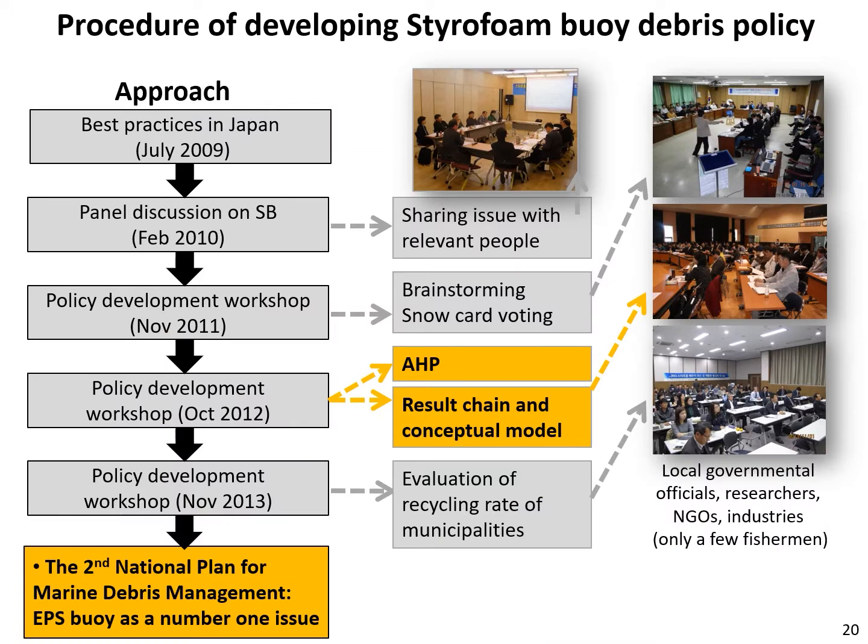To address styrofoam buoy debris, our Southeast Asia network, OSEAN, organized a series of policy development workshops with the stakeholders. Among the workshops, results chain and conceptual model was used in the 2012 workshop. Based on the result from previous year's workshop, we drafted the causal relationship and structure of a styrofoam buoy debris issue. The workshop participants helped us with amending the result chain and conceptual model.